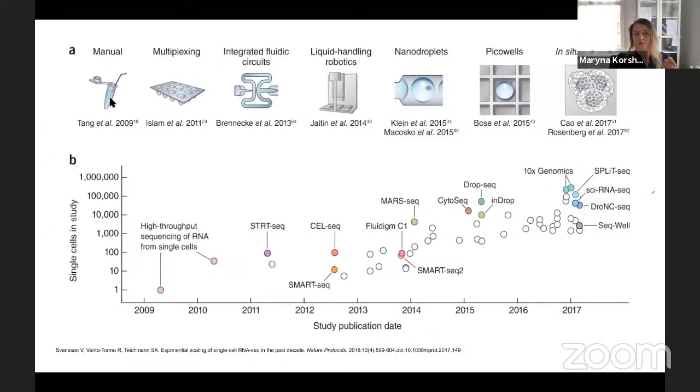For sure, it was necessary because it is obvious that manual isolation of any cell is very time consuming and effort consuming, and it will not be performed for a human organism which has more than trillions of cells. So yeah, on the graph below, you might see this amount of growth of cells which can be captured by different single cell approaches.